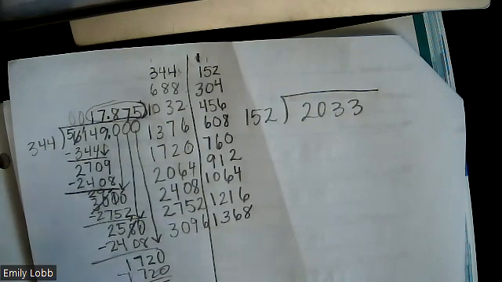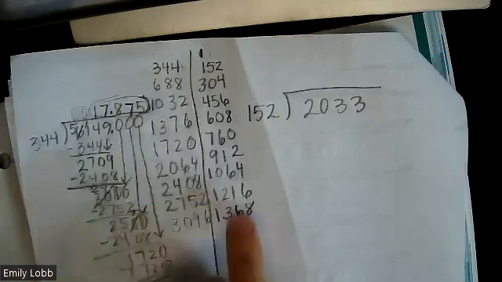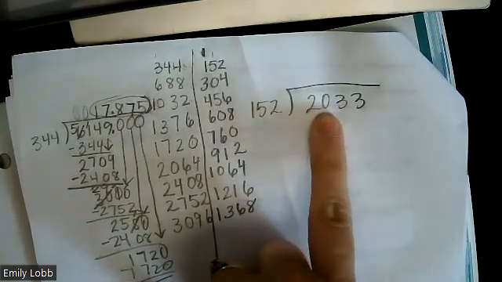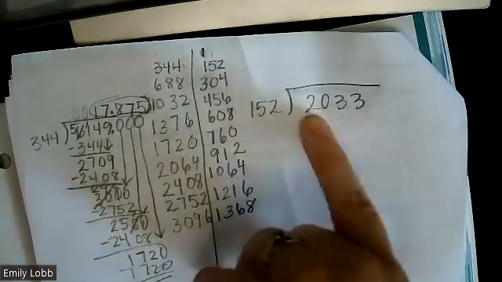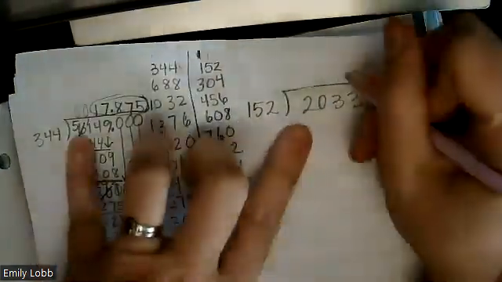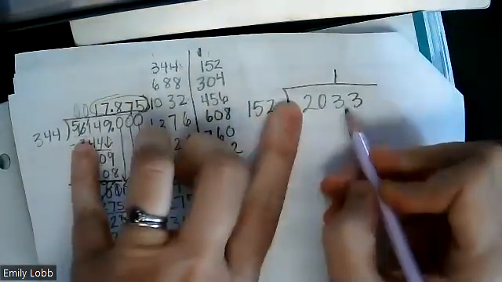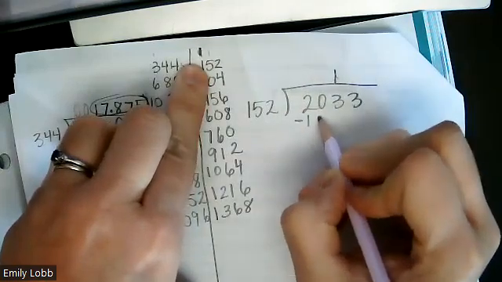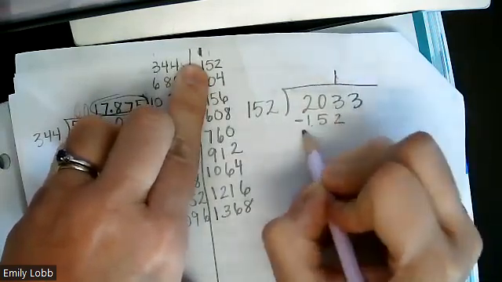Well, you only need to go 9 times because when we're doing long division, the most you will need to go is 9 times. Okay. So how many times can 152 go into 20? And 203? Just once. If it's going in just once, 1 times 152 is 152.